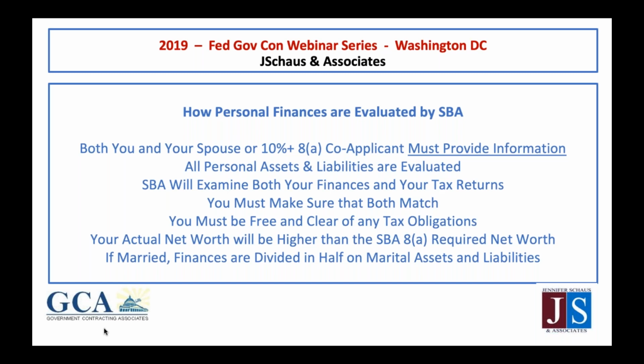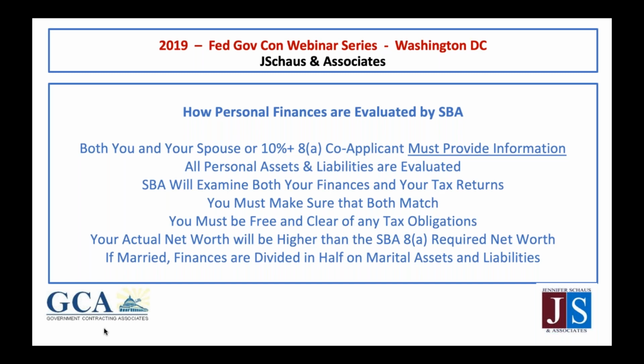SBA will review both the tax returns and your financial statement, and will find certain things on your tax returns that you're taking, say, a deduction for, and it doesn't make sense with what you've told them in your personal financial statement. You must be free and clear of any tax obligations. Any tax obligation to the federal government or to the state, or anything that is tax related will cause a problem with SBA.